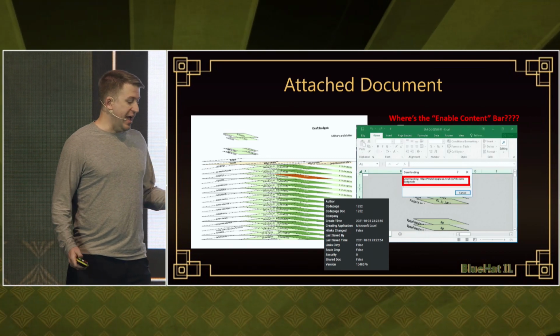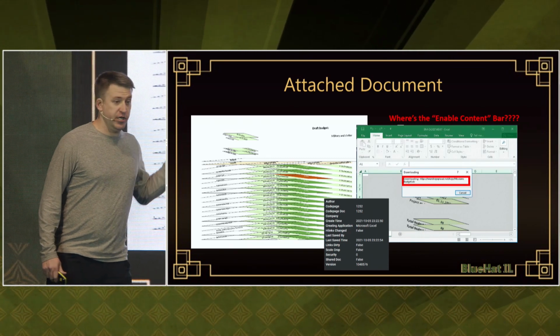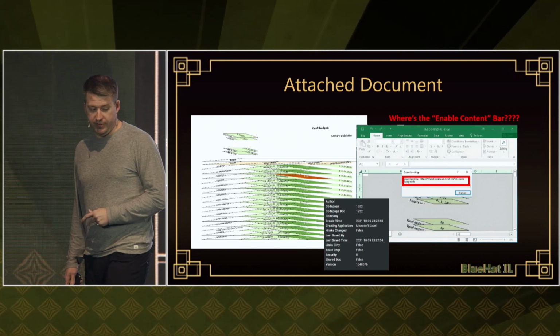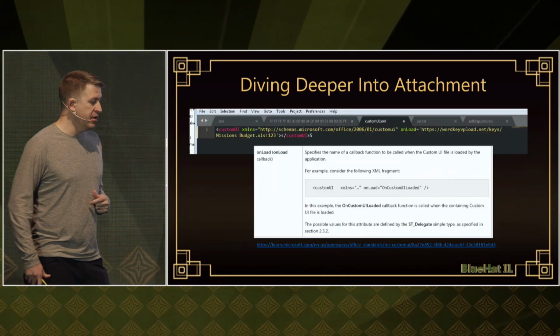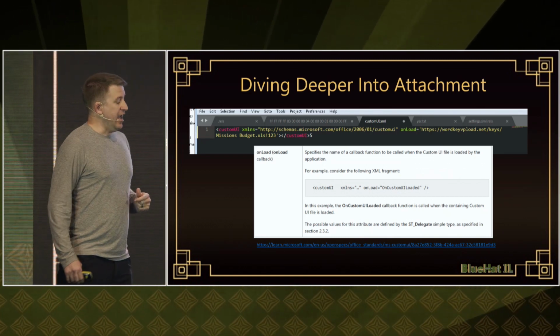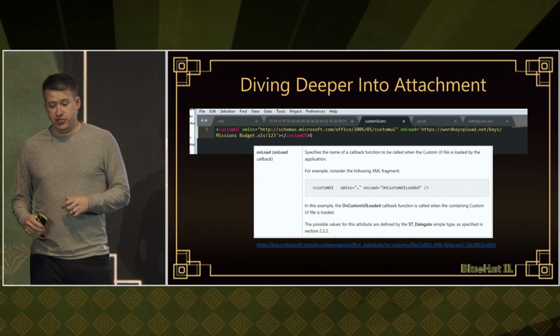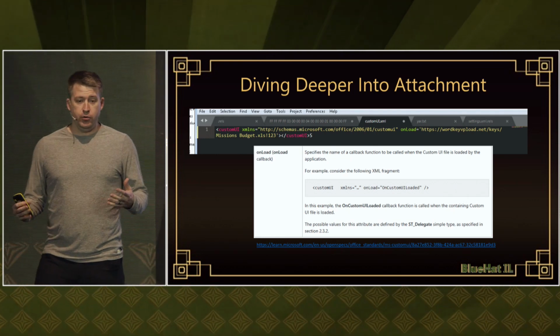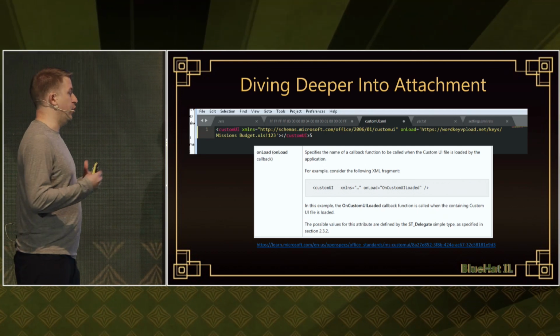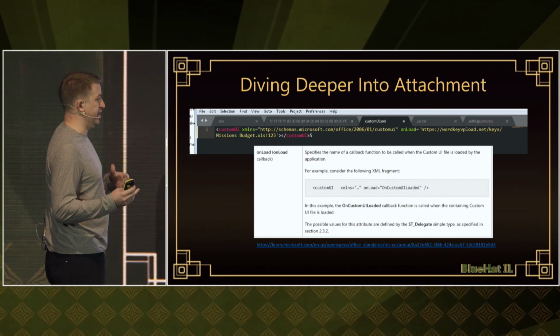And so you should be asking, where is the yellow bar? Where is the thing that I have to click to allow content to run? And it's not here. And so when we start to dive deeper into the attachment, everything looks very benign, actually. There's no macros. There's no traditional vulnerability vectors you would look for that's executing code.